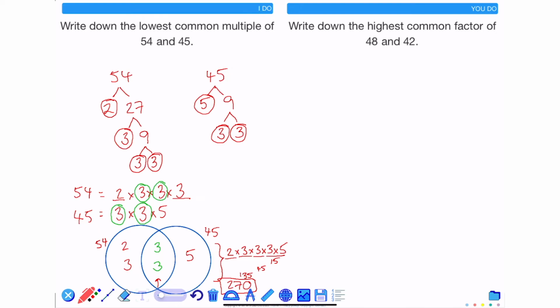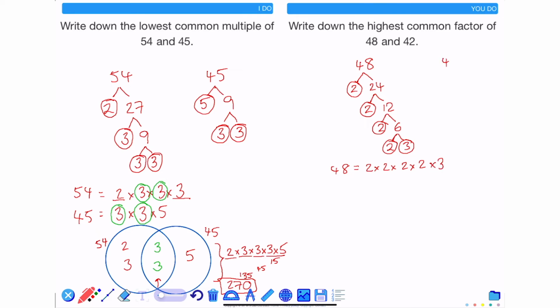So starting as we did before, write 48 as a product of prime factors. 48 can be split into 2 and 24, where 2 is a prime number and 24 isn't. 24 can be split into 2 and 12. 12 can be split into 2 and 6. And 6 can be split into 2 and 3. So 48 can be expressed as 2 times 2 times 2 times 2 times 3.